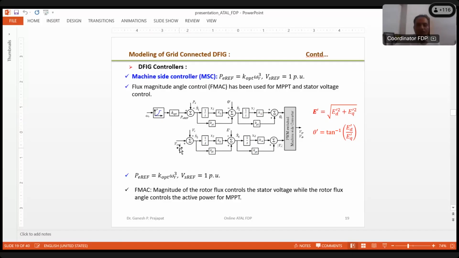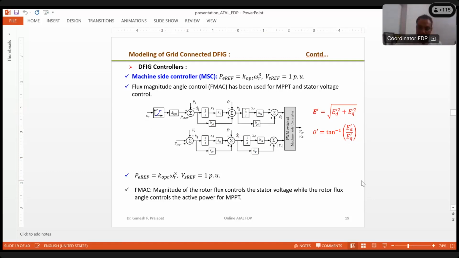And here is the stator voltage reference, Vs reference, which I have put equal to 1. That means the DFIG should work in such a way that if there is any disturbance, these two PI controllers act to keep Vs equal to 1. It means these two controllers keep the stator voltage at 1 per unit, while the other two PI controllers, 1 and 2, keep the generator operating at its MPPT points. So this has been achieved through flux magnitude angle control.